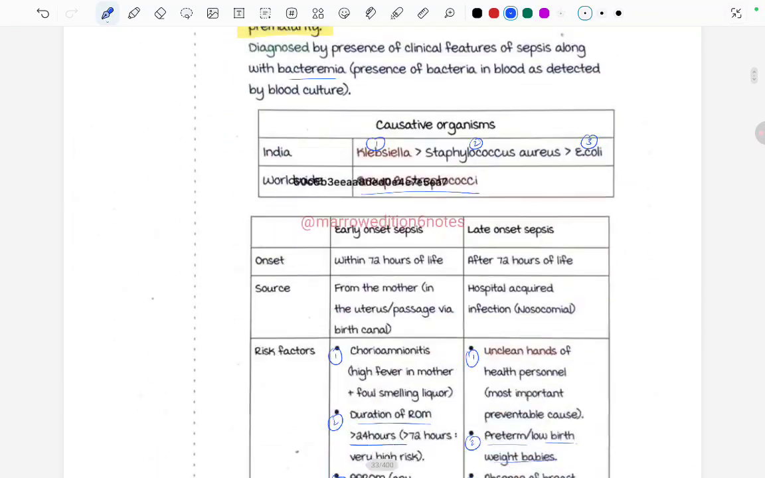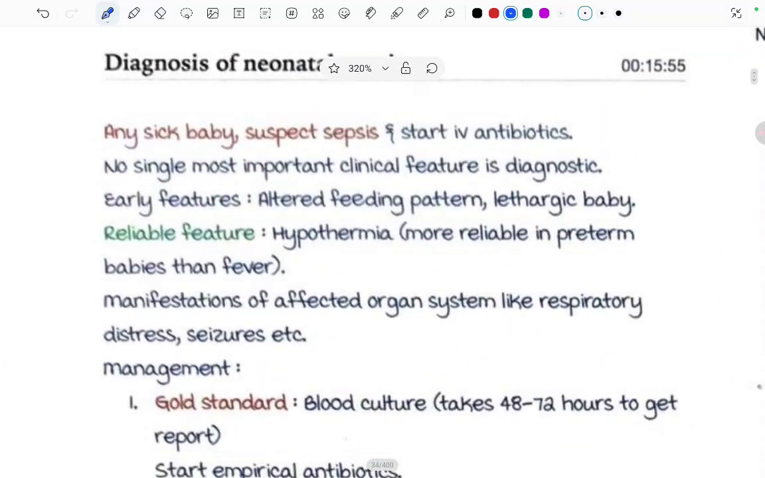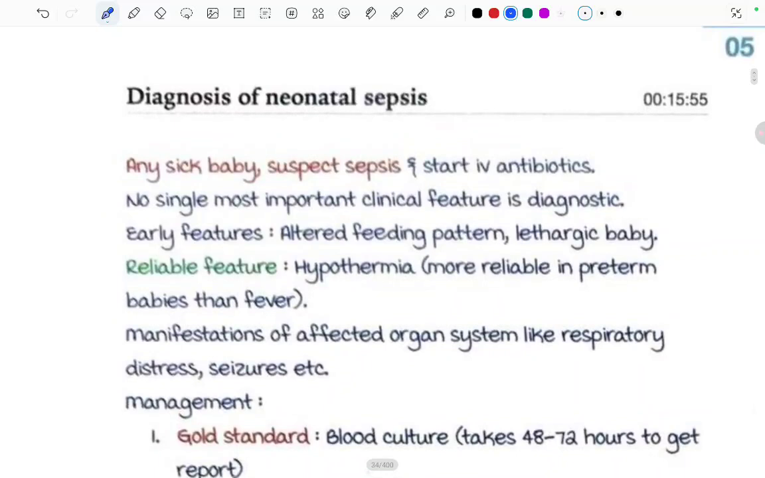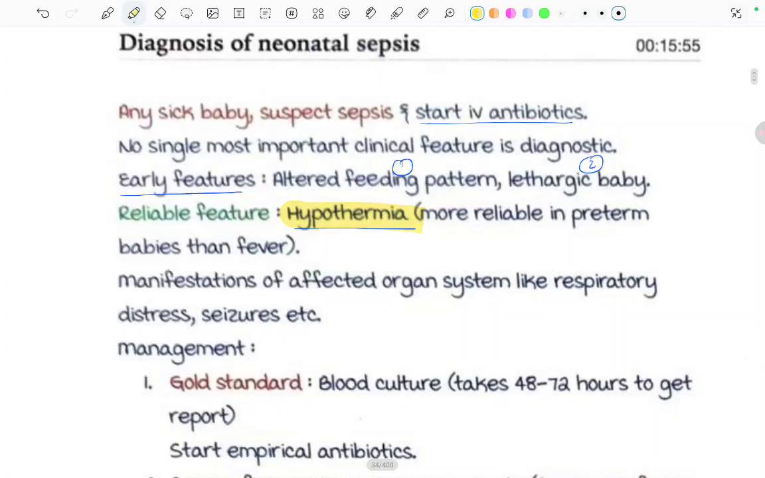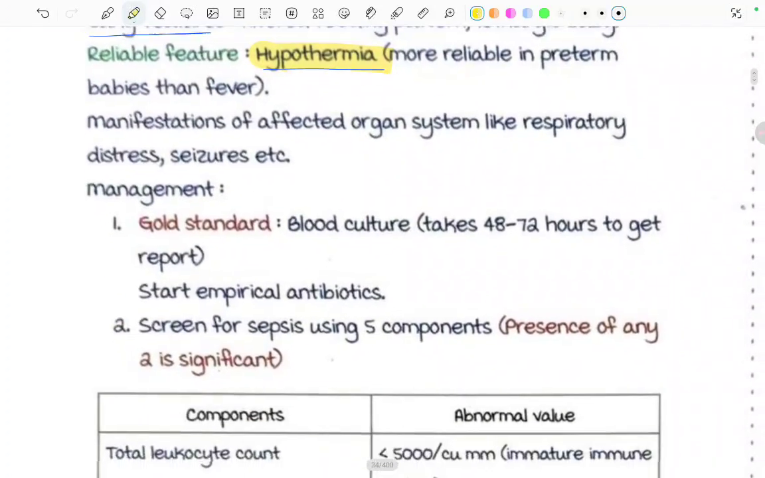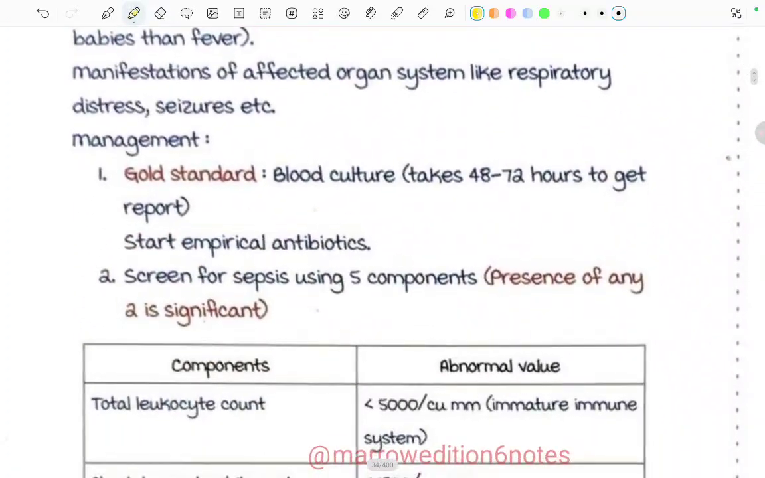Now, how will we diagnose neonatal sepsis? Any sick baby, we have to suspect sepsis and start the IV antibiotic. No single clinical feature is diagnostic. Early features will be altered feeding pattern and the baby will be lethargic. Reliable feature: hypothermia, more reliable in preterm babies than fever. So in preterm babies, we have to look for hypothermia. Okay, and manifestations of the affected organ system like respiratory distress and seizures etc. can occur. Management: how are we going to manage neonatal sepsis?